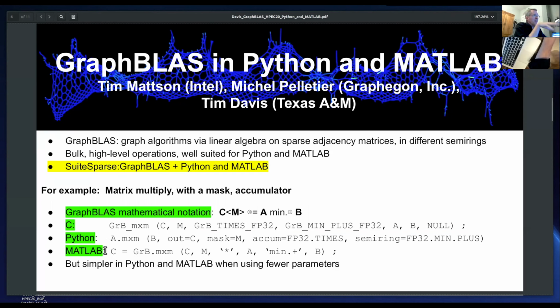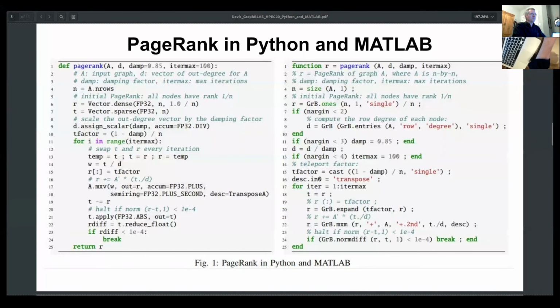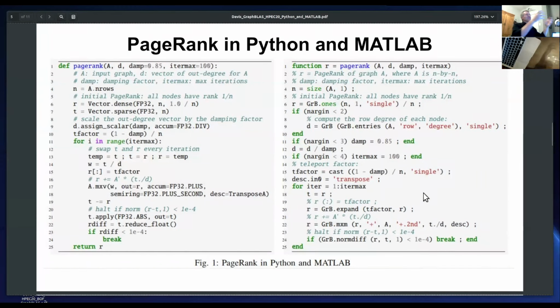In MATLAB, the GraphBLAS matrix is an overloaded MATLAB object, and all of the MATLAB operator syntax and many built-in functions can be used with it. Here's PageRank in both Python on the left and MATLAB on the right using GraphBLAS. These are the entire functions with no details left out, even checking input arguments. First, we construct a vector R with values of 1 over n, and then compute the row degree of each node, which is scaled by the damping factor. The teleport factor defines what happens to a node with no outgoing edges.